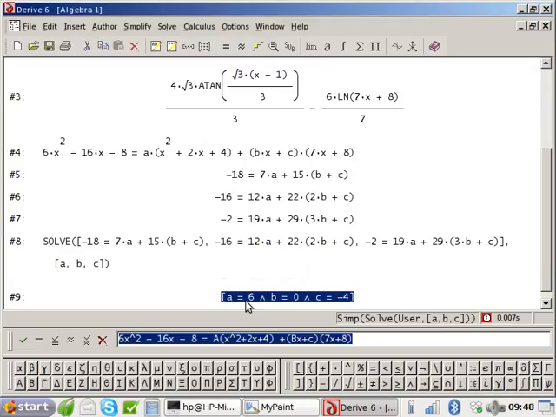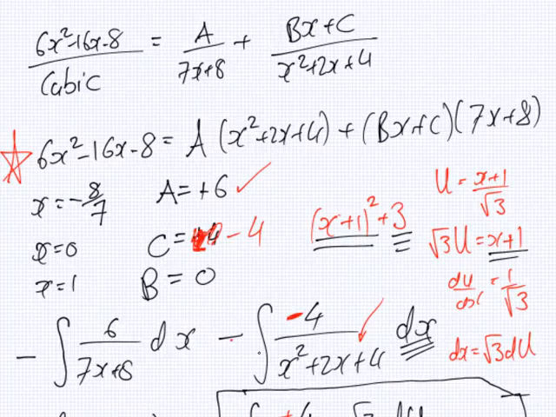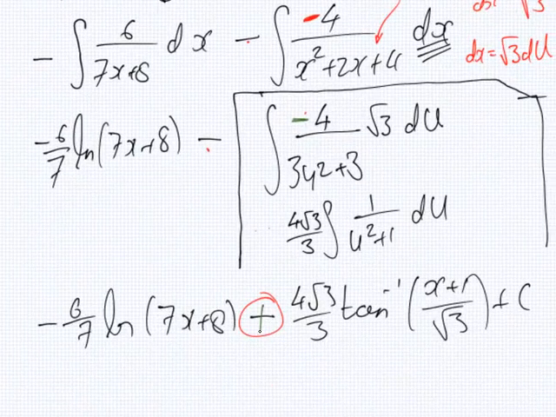Right, so A is 6 and C is minus 4. So here this is right, this should have been minus 4, which makes that a minus, and the two minuses together make a plus. Now it's all okay.